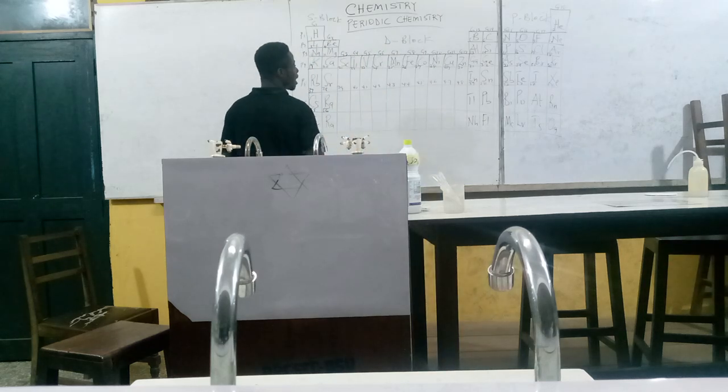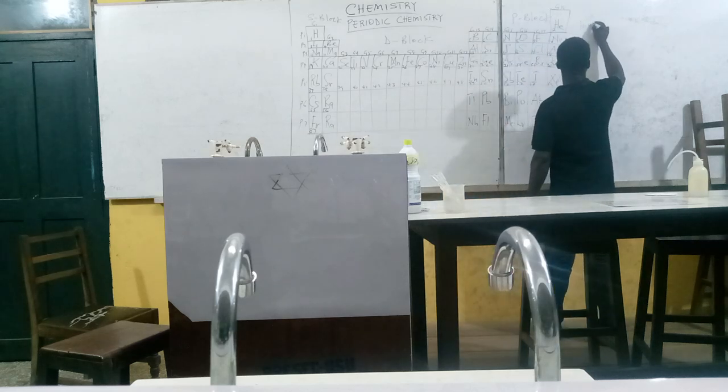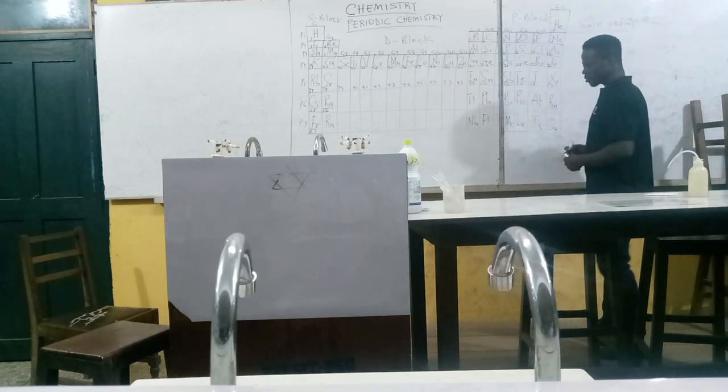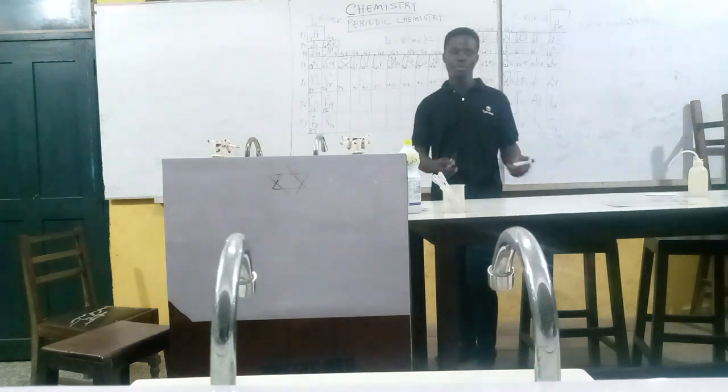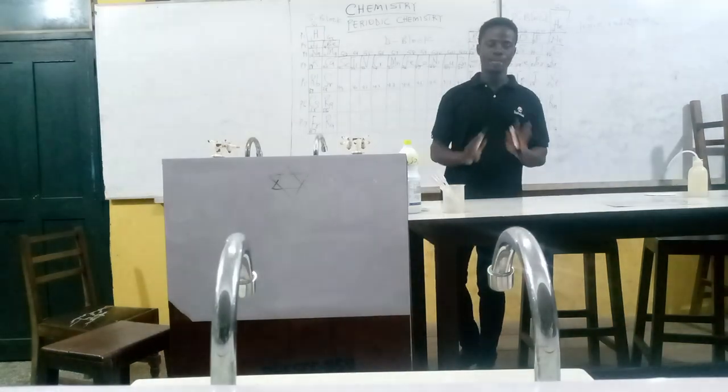Now let's look at the last or the next periodic variation. We would like to look at ionic radius or ionic size. Anytime we talk about ionic radius, it is just similar to atomic radius, but there are some few variations.